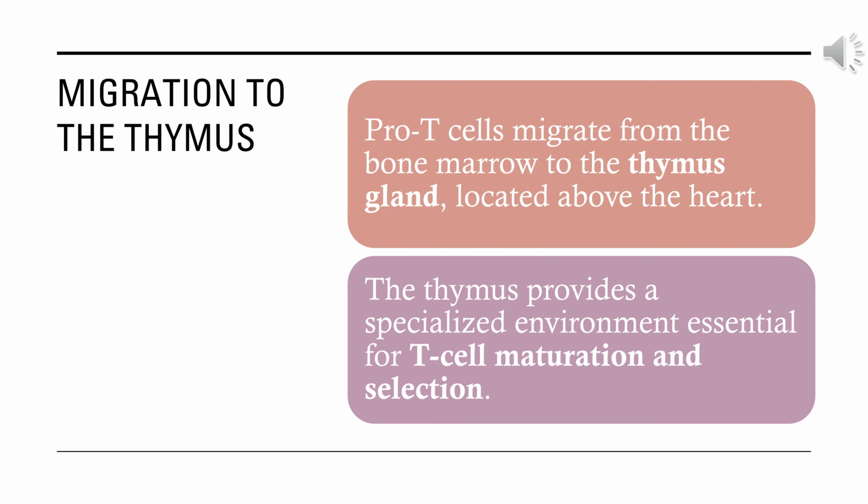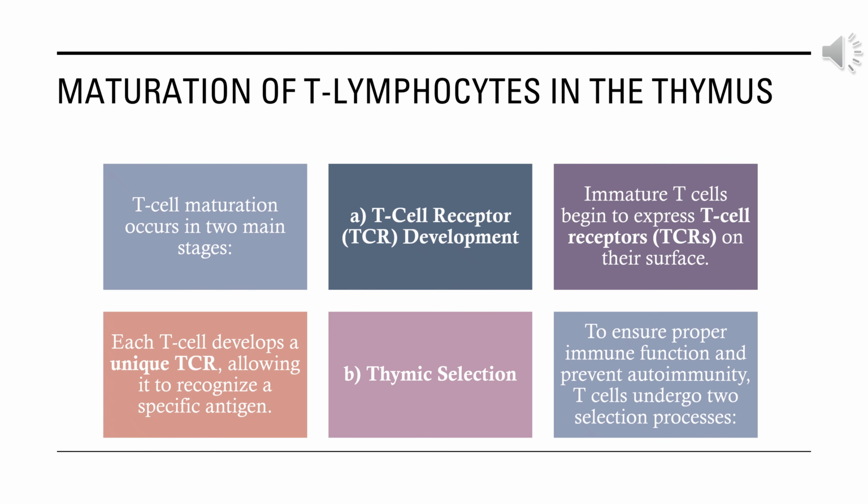Migration to the thymus. Pro-T cells migrate from the bone marrow to the thymus gland, located above the heart. The thymus provides a specialized environment essential for T-cell maturation and selection. Maturation of T-lymphocytes in the thymus.